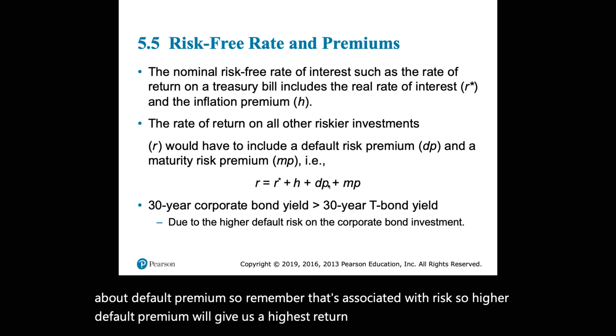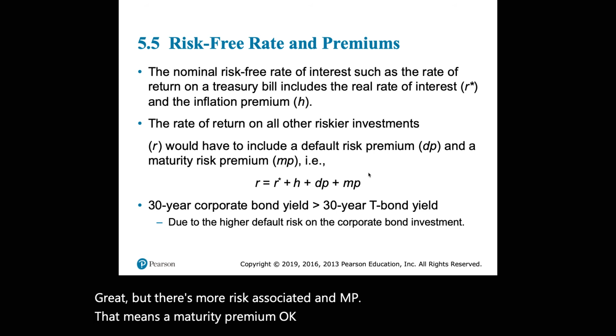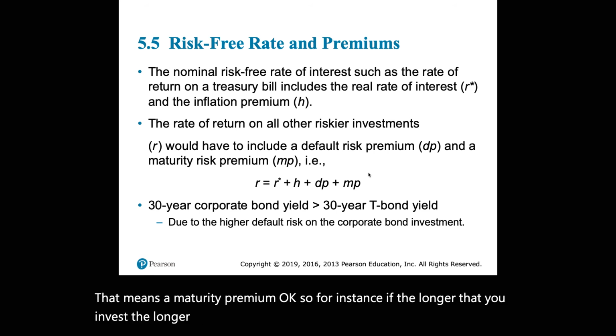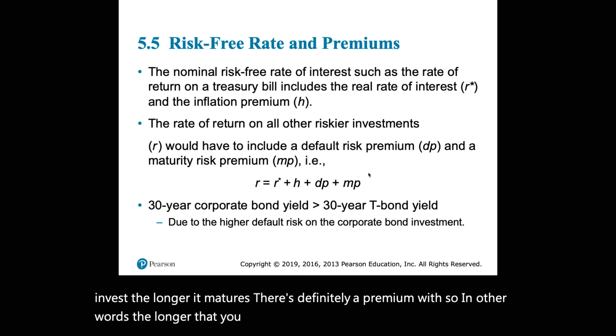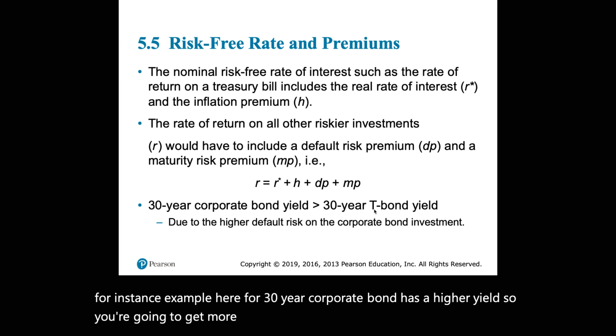And MP means a maturity premium, okay? So, for instance, the longer that you invest, the longer it matures, there's definitely a premium with that. In other words, the longer that you invest, the higher rate of return you'll receive, okay? So for instance, an example here, a 30-year corporate bond has a higher yield, okay? So you're going to get more return compared to a 30-year treasury bond yield, okay?